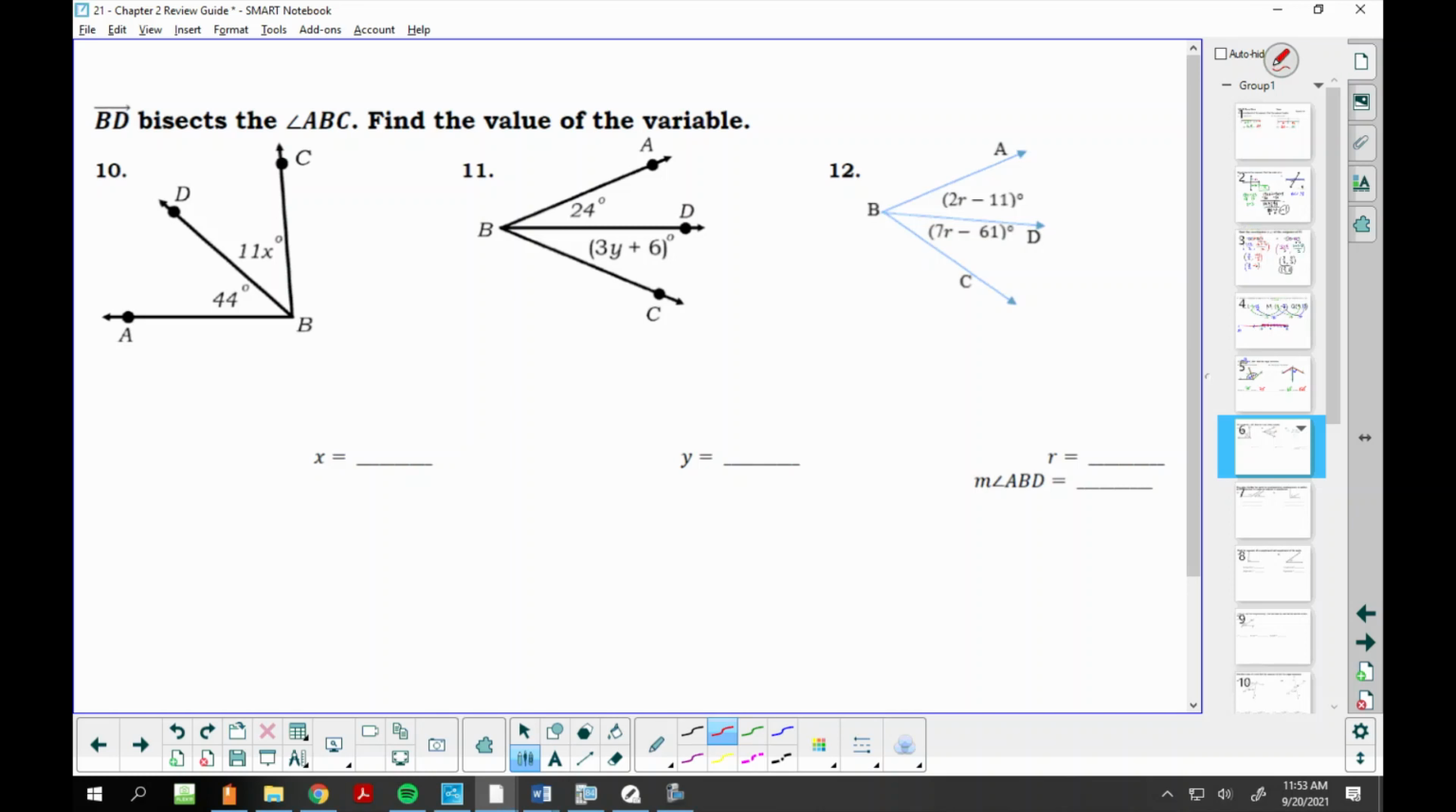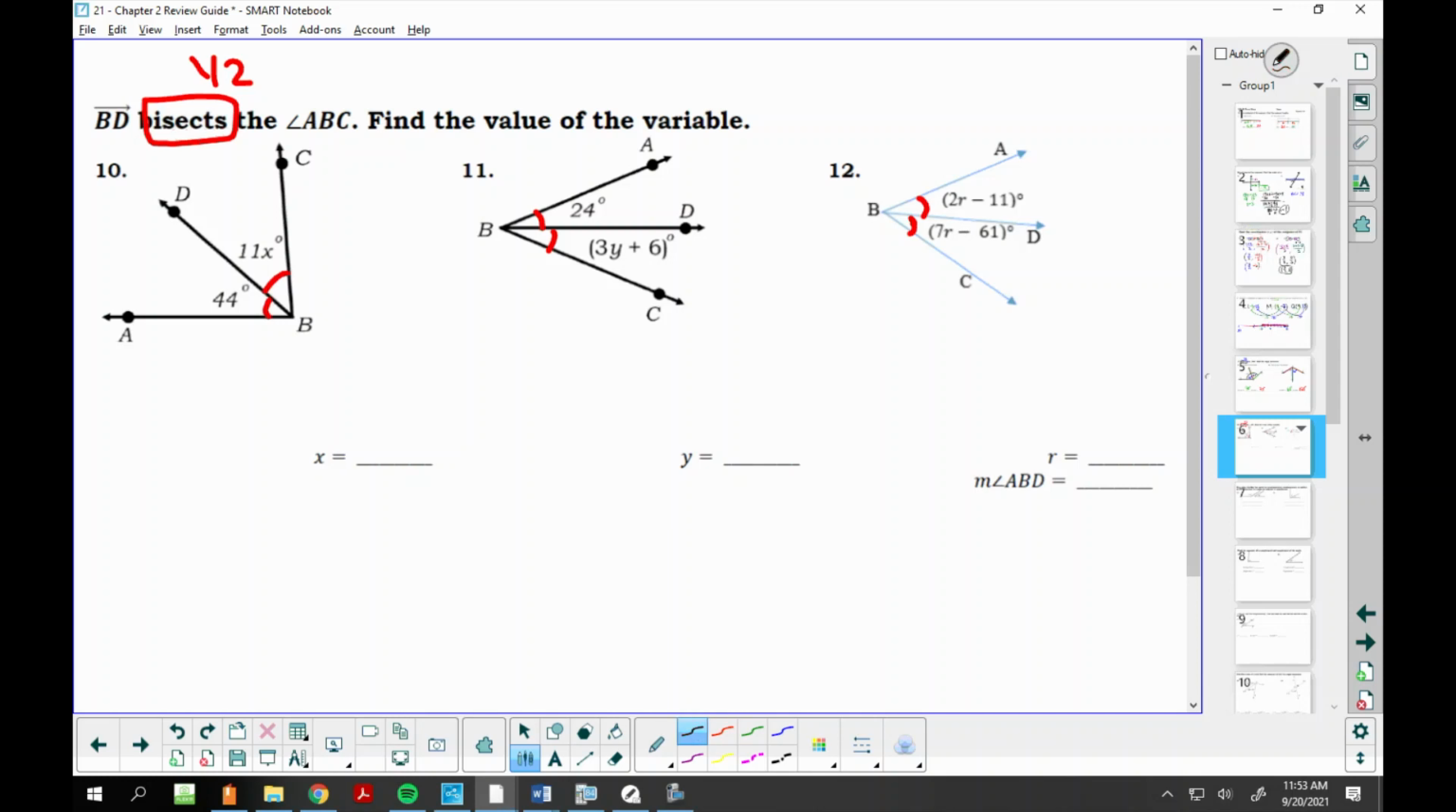Oh, here's some variables. Here we go. Bisects. Again, we see this word bisects. So we know that these angles are cut in half. We know that this half is congruent to this half. We know this half is congruent to this half. And this half is congruent to this half. Because that's what bisects means.